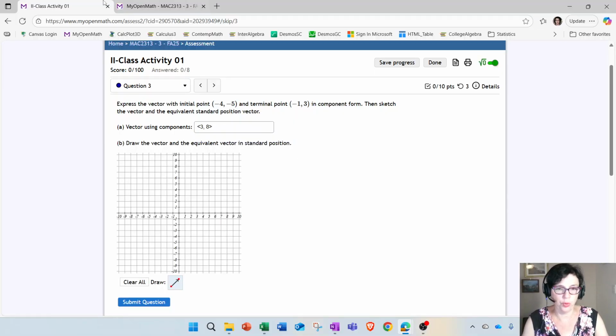Now let's get to drawing. So first we're going to draw the actual vector. We're going to start at -4, -5. So that would be right here, right? And then connect it to -1, 3. So there is your vector.